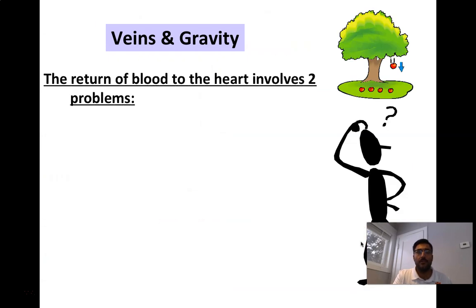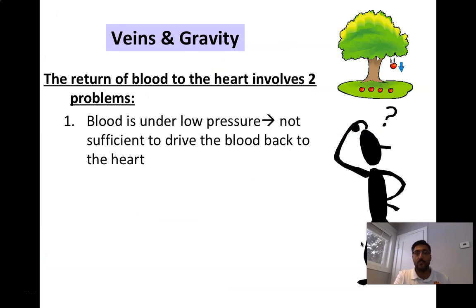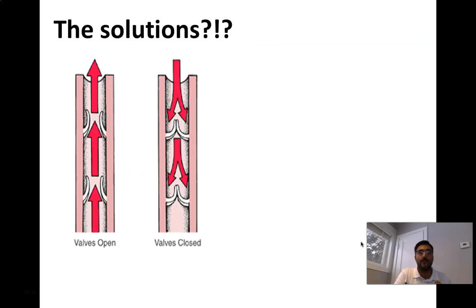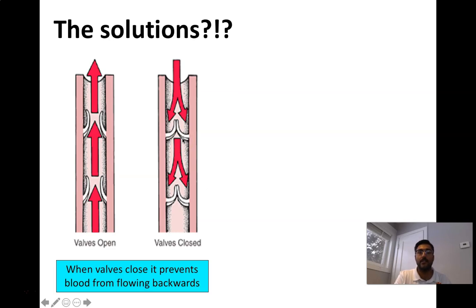So with that being said, the return of blood to the heart involves two problems. Blood is under low pressure, which we've discussed, so it doesn't have enough oomph to go back to the heart. And blood has to go against gravity. So how do veins counteract this? Well, veins have valves. And so these are one-way valves, like I said. They open up to allow blood to go back up to the heart, and they should normally shut nice and tight to stop the backflow of blood. So it constantly forces blood up. If those valves don't close properly, you get varicose veins, like we discussed.